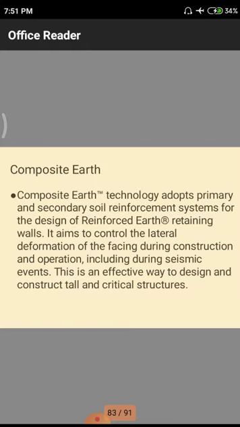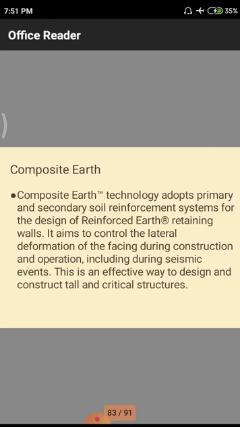The next thing is composite earth. In composite earth technology, we adopt primary and secondary reinforcement systems for the complete design of these reinforced earth structures. These are normally walls. They aim to control lateral deformation. That means longitudinal and lateral: longitudinal means along the y direction, lateral means along the x direction. Whichever length is smaller is called the lateral direction.